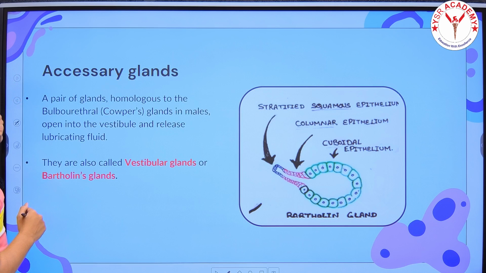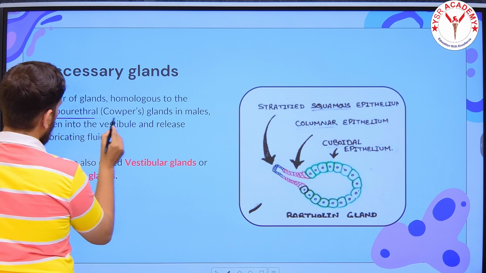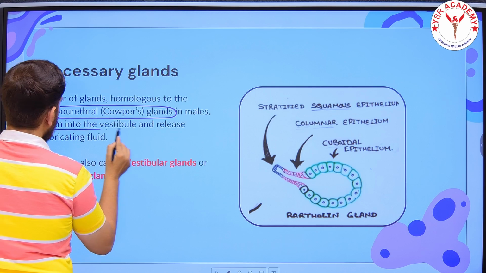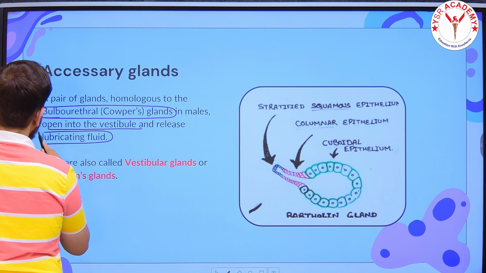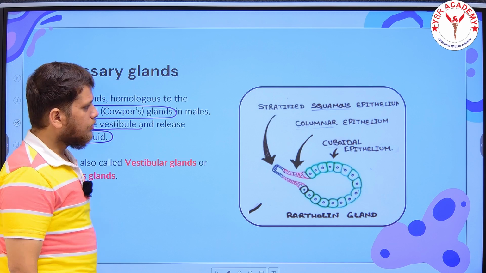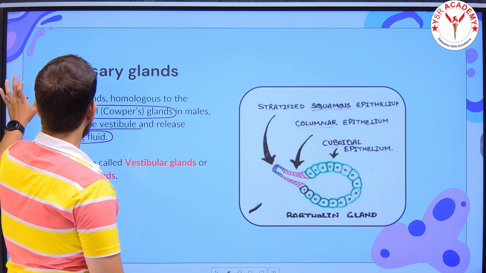Okay, so now we have accessory glands in females, a pair of glands homologous to the bulbourethral glands, Cowper's gland, in males. They open into the vestibule and release a lubricating fluid. This is very, very essential. They're also called vestibular glands, or the Bartholin's glands. So these glands again do the function of lubrication.